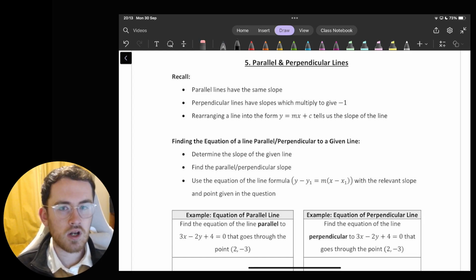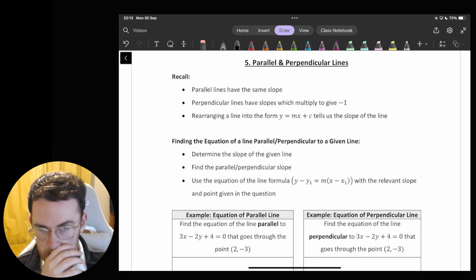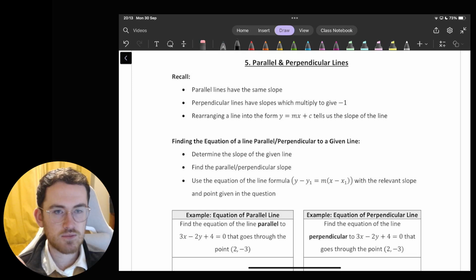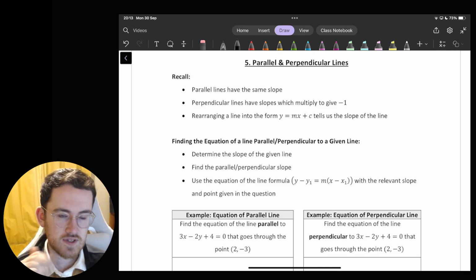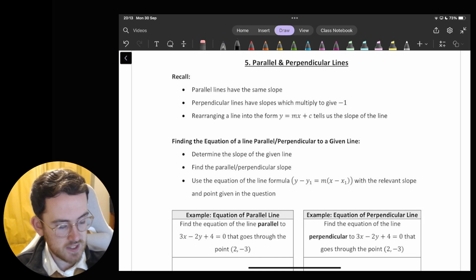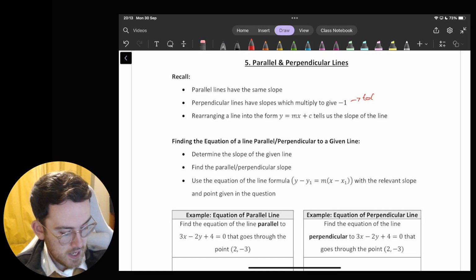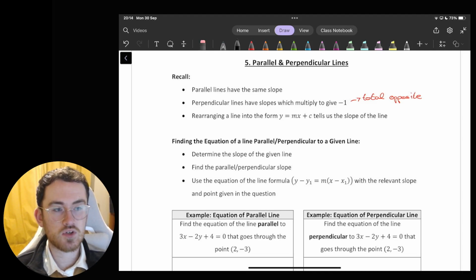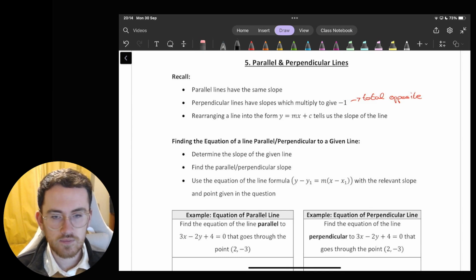So we need to recall, or remind ourselves of some things. The first being parallel lines have the same slope. So kind of straightforward enough. We expect they go in the same direction. They should have the same slope to each other. Perpendicular lines have slopes which multiply to give us -1. And we have that idea of the total opposites, or we use that word of the opposite reciprocal. But they should be essentially total opposites to each other. If one is -4, the other should be 1/4. So they should be complete opposites with differing signs.